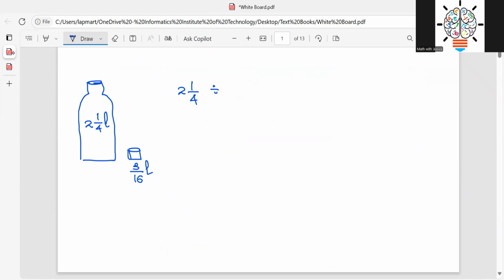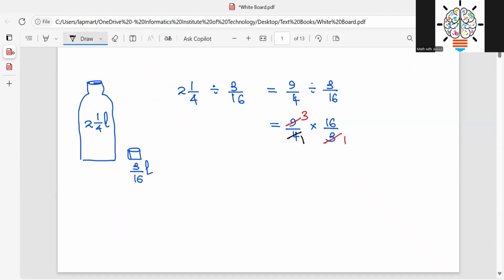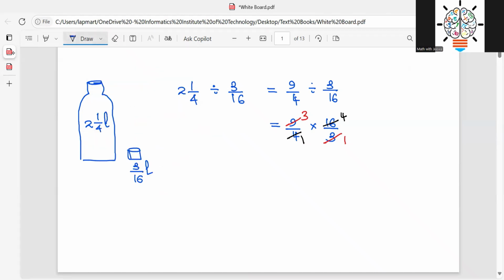2¼ divided by 3 over 16. So then 9 over 4 divided by 3 over 16, that is 9 over 4 multiplied by 16 over 3. Simplify: 3 times 3, 3 times 1, and 4 times 4, 4 times 1. So the final answer is 3 times 4, 12 over 1. The final answer is 12.